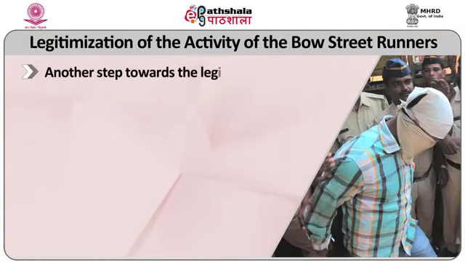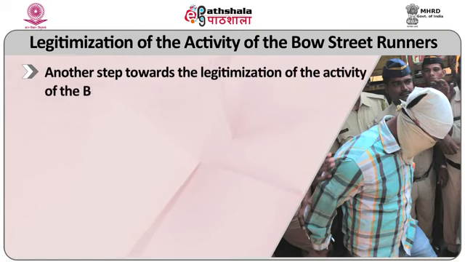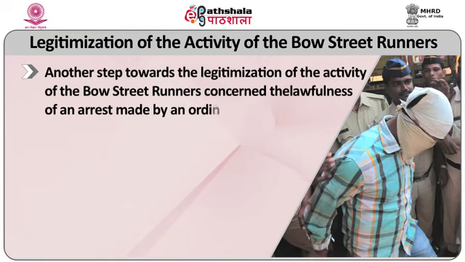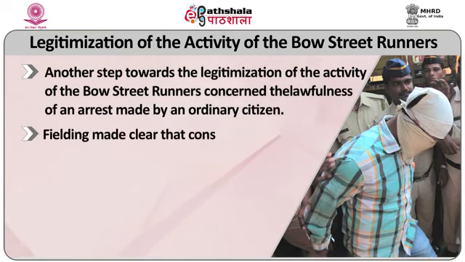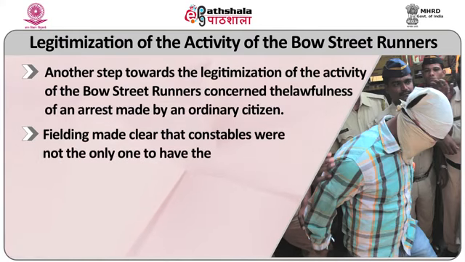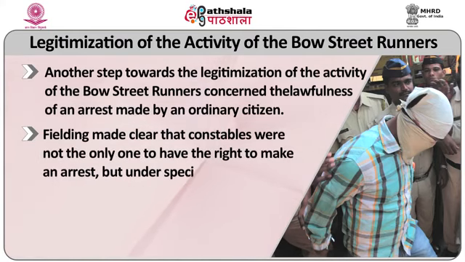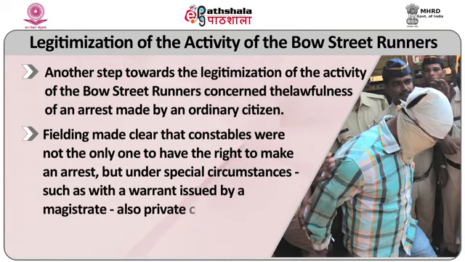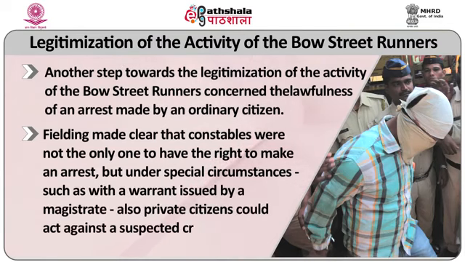Another step towards the legitimization of the activity of the Bow Street Runners concerned the lawfulness of an arrest made by an ordinary citizen. Fielding made it clear that constables were not the only ones to have the right to make an arrest, but that under special circumstances, such as with a warrant issued by a magistrate, private citizens could also act against a suspected criminal and arrest them.